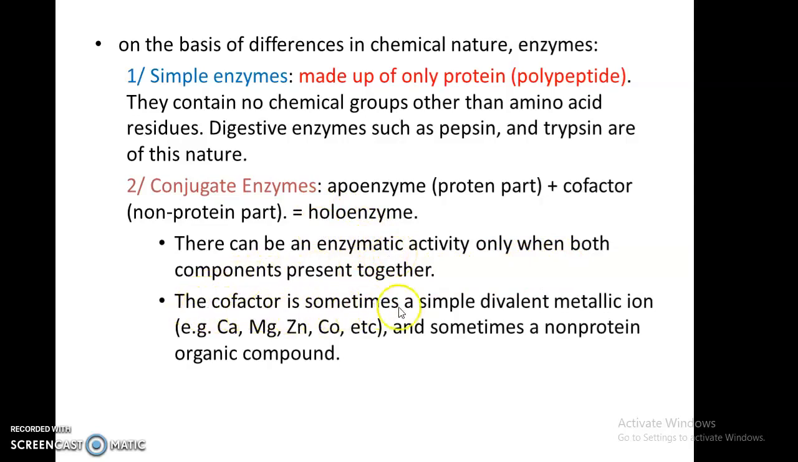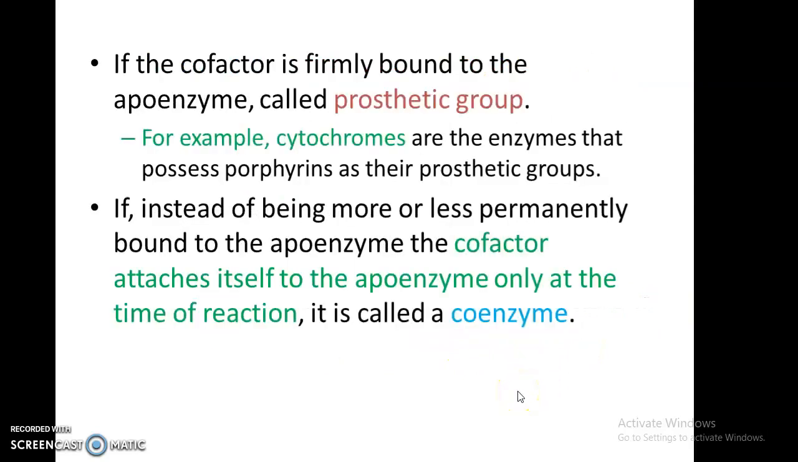The cofactor is sometimes a simple divalent metallic ion, such as calcium, magnesium, zinc, cobalt, etc., and sometimes a non-protein organic compound. If the cofactor is firmly bound to the apoenzyme, we call it a prosthetic group. For example, cytochromes are the enzymes that possess porphyrins as their prosthetic groups.